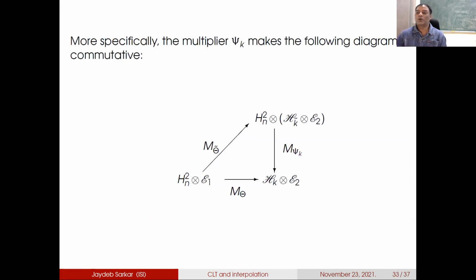This goes quite nicely again through the diagram. So here is the picture. You have H2n to H_K, and you have a multiplier from here to here. Already from this picture, you are going to get a canonical multiplier psi k from here to here. The previous result says, given this picture, you are going to get another multiplier theta tilde from here to here, such that this diagram commutes.